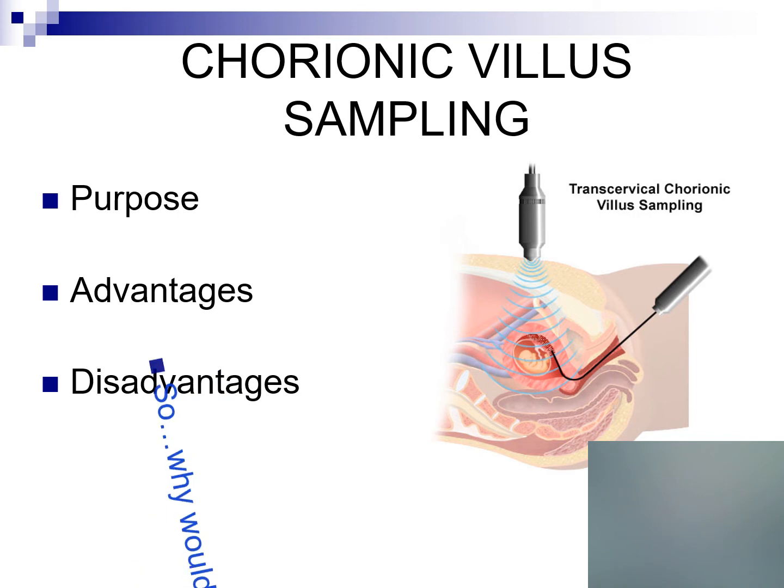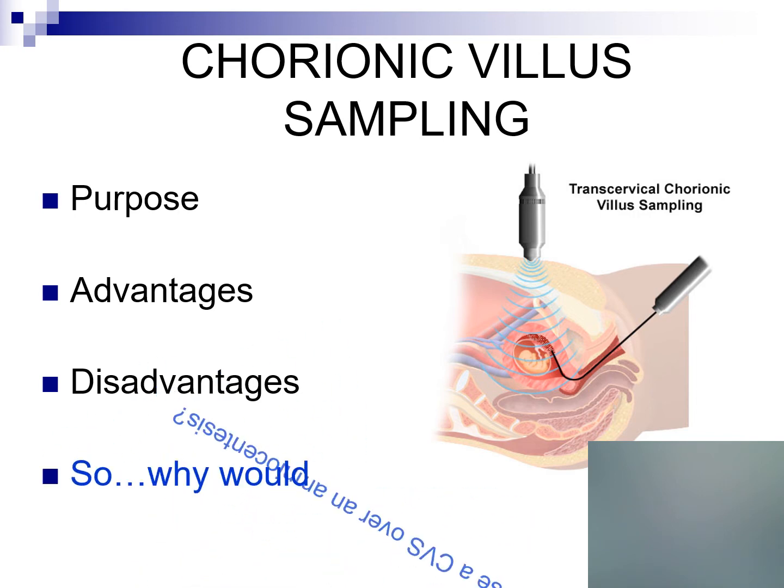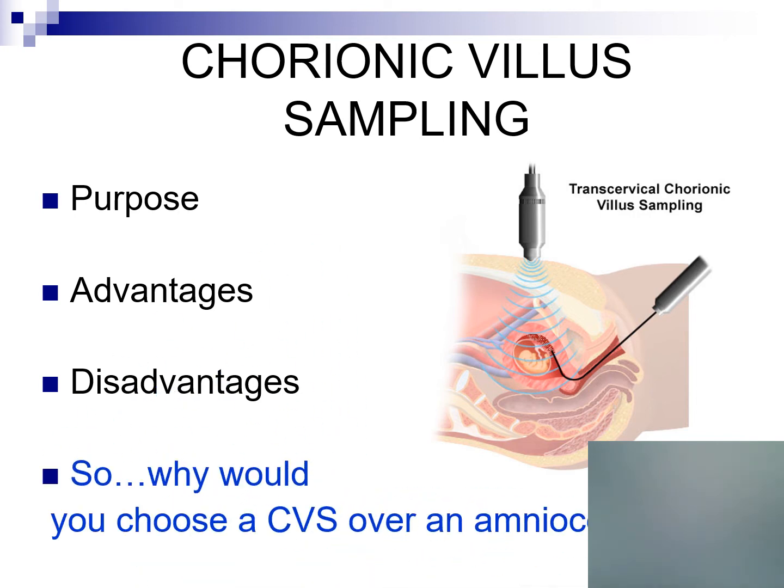And so that is the primary reason for choosing a CVS over an amniocentesis, because it can be done earlier. So termination is easier emotionally and physically for the mother, and also the results are really related to chromosomal and metabolic abnormalities. And so if that's the patient's primary area of concern, this would be a test for that.